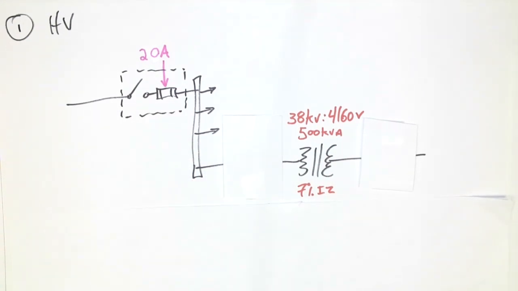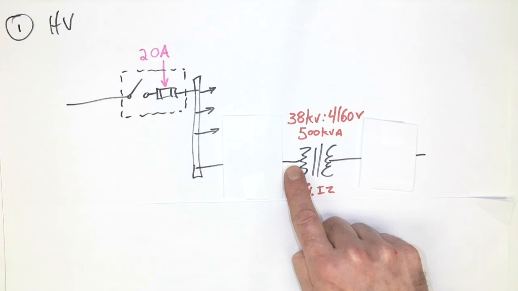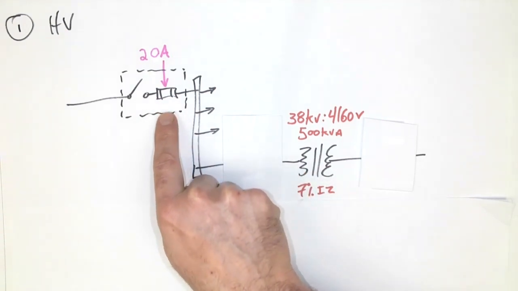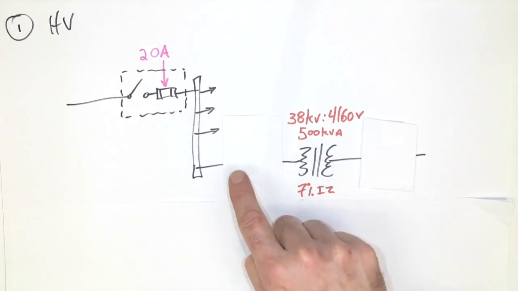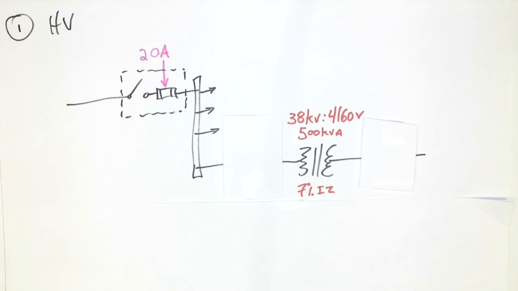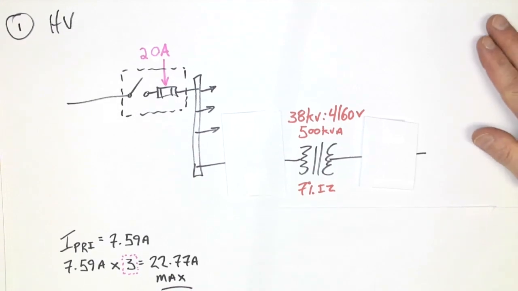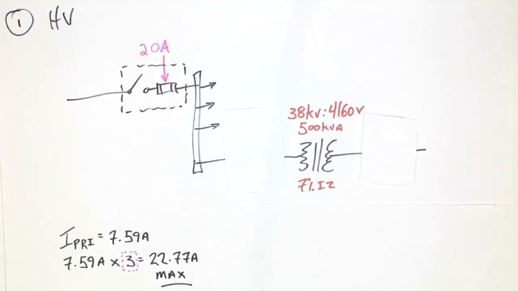It is 20 amps. And so what we need to do is go to table 50 and use the primary current of this transformer and determine, is the overcurrent small enough here that we can get away with only putting a disconnect? So calculation, the primary current that we have for this transformer is 7.59 amps.